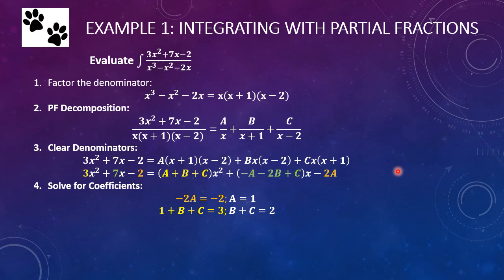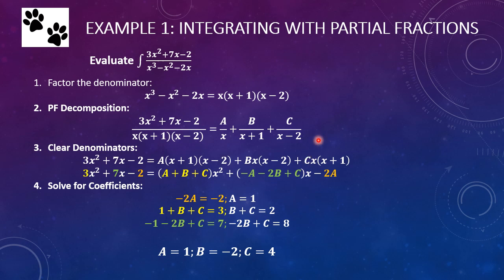We get 1 plus b plus c equals 3, which reduces to b plus c equals 2. And then negative 1 minus 2b plus c equals 3 (I said 7 there, it should have been 3), which reduces to negative 2b plus c equals 8. Now we have two equations and two variables. We can solve these. I'm not going to go through those steps. You can do that, and we get a equals 1, b equals negative 2, and c equals 4.